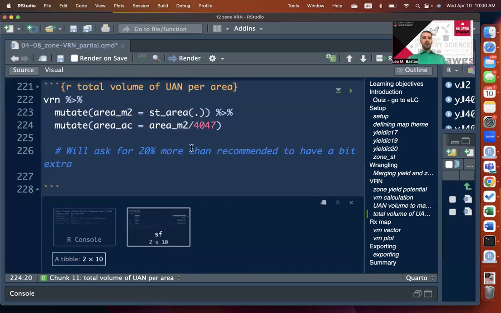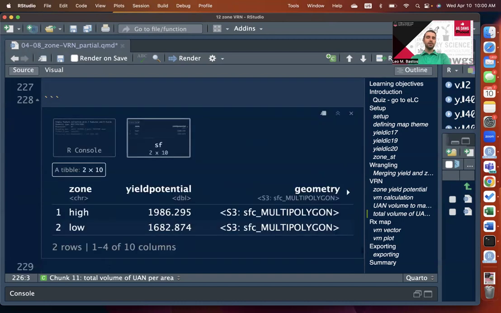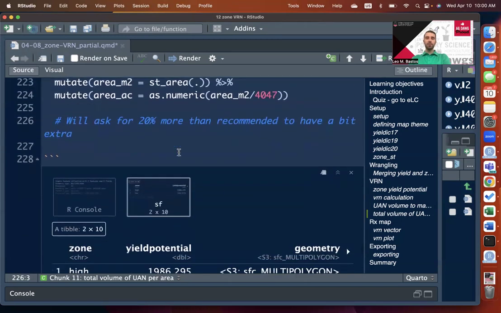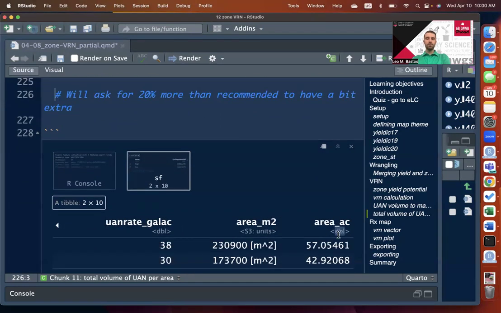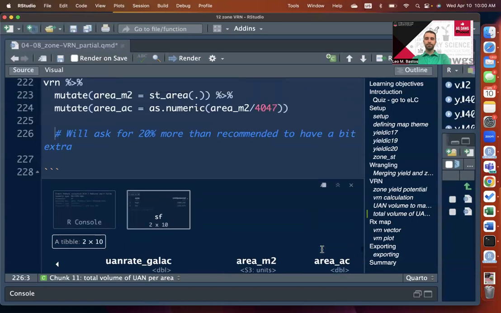So if you go back to the chunk, we're just going to be right before the area meter square, we're going to ask for a function called as.numeric. And then open parentheses and make sure you close at the end. This is just going to force this column here to be seen as a numeric column and not a units column. So then it becomes a double instead of units.